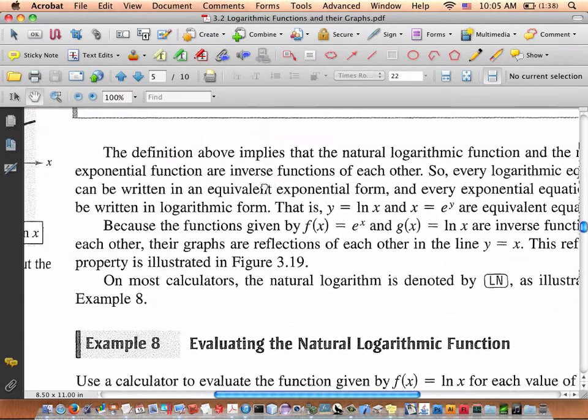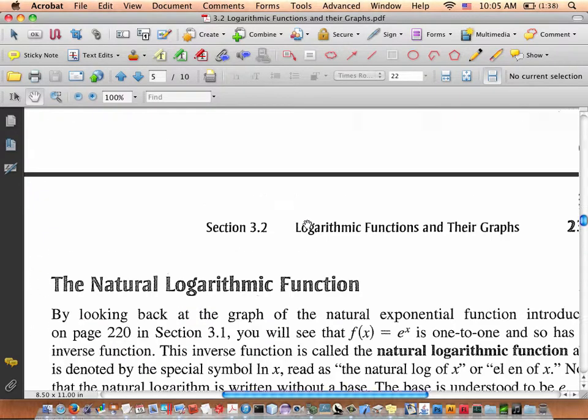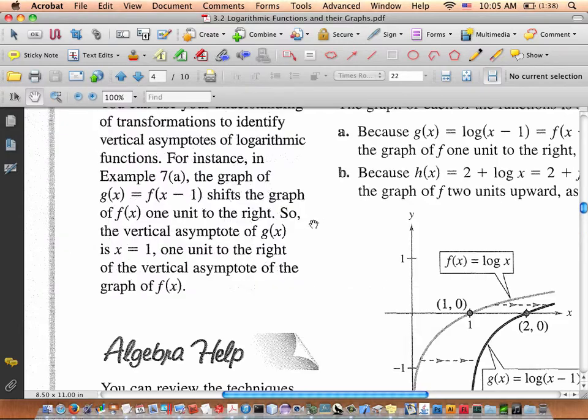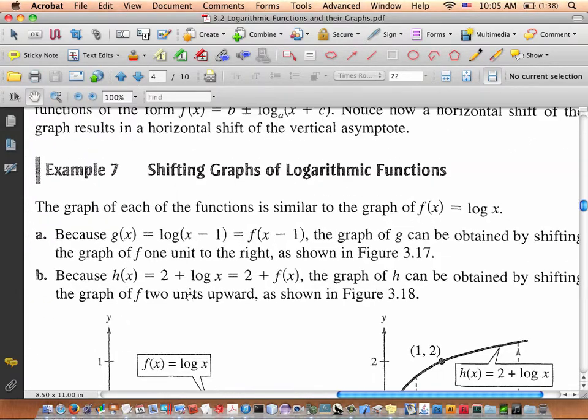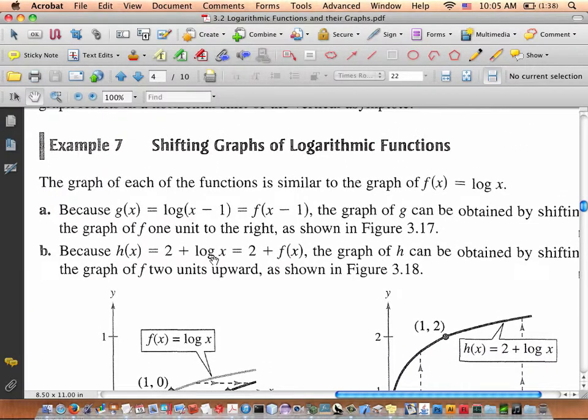Okay, let's talk about translations, shifting. So let's look at the first one right here. The graphs of each of the functions is similar. So here's the parent function, log base x, and I didn't write anything down here, so what do we consider the base to be? 10.